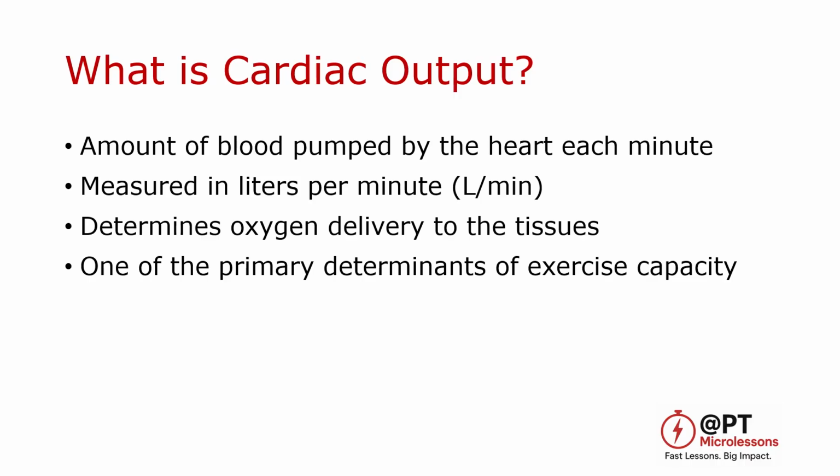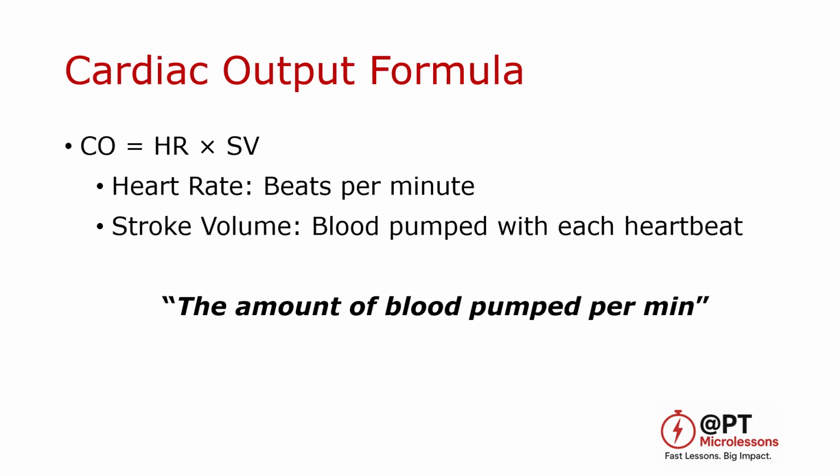Cardiac output is the amount of blood the heart pumps each minute. It is typically measured in liters per minute and represents the amount of oxygenated blood delivered to the body's tissues. Because oxygen delivery depends on blood flow, cardiac output is one of the primary determinants of tissue perfusion and exercise capacity. Cardiac output is calculated by multiplying heart rate by stroke volume.